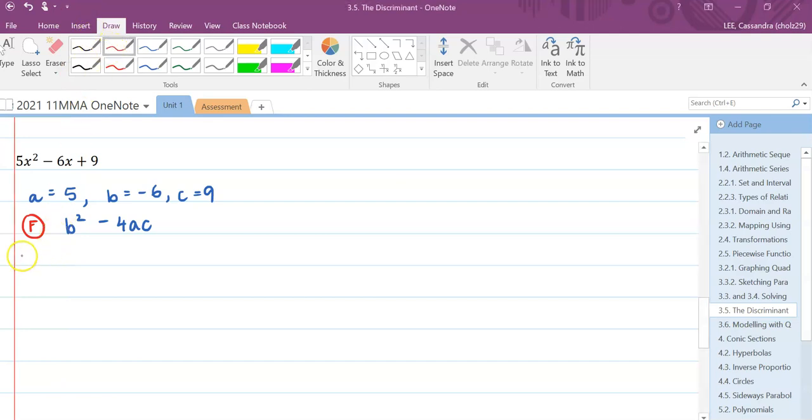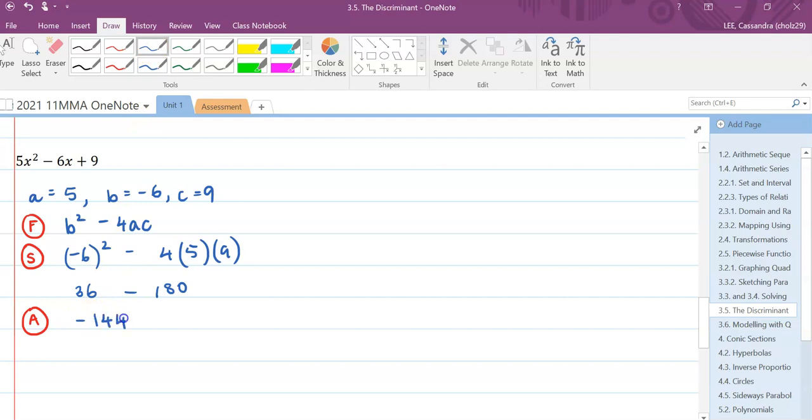So let's go ahead now and substitute in the values that we know. So this first one, b, is going to be negative 6 squared minus 4 times 5 times 9. Okay, so simplifying that now, we're going to have 36 take away 4 times 5 is 20, 20 times 9 is 180. So we can see that this is probably going to be a negative value here.